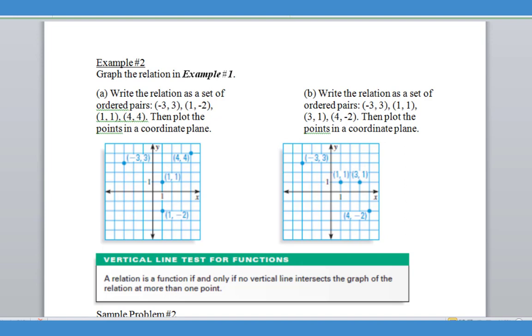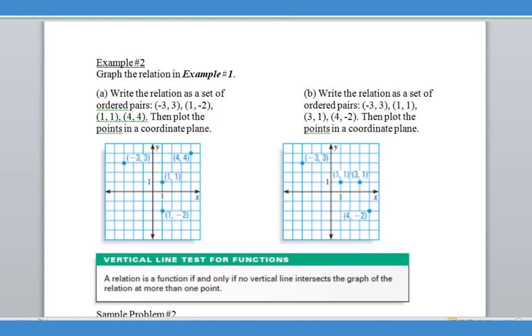We could match up the input values with the output values to make an XY ordered pair, and then plot those points again. Now, if we were simply asked to determine by looking at the graph whether this set of points represented a function or not, they all are relations, but are they functions? We could look at a couple things.